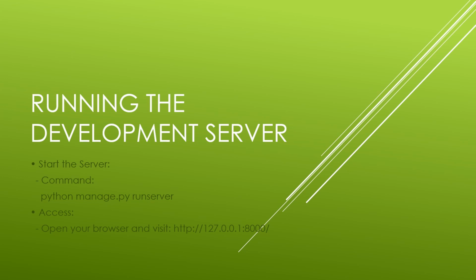After setting up your project, you can run the development server using the command python manage.py runserver. This will start a local server on your machine, which you can access by visiting http://127.0.0.1:8000 in your web browser. This allows you to see your Django app in action.